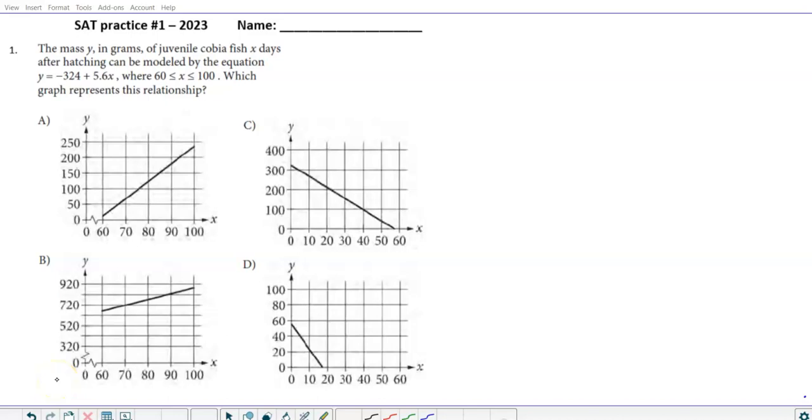Okay, we're going to talk about this problem a couple different ways. First, just remember what you really know about y equals mx plus b, so your slope and your y-intercept here. Hopefully you can see that your slope is definitely positive. The number in front of x is your m value. That's your slope, and it's 5.6.